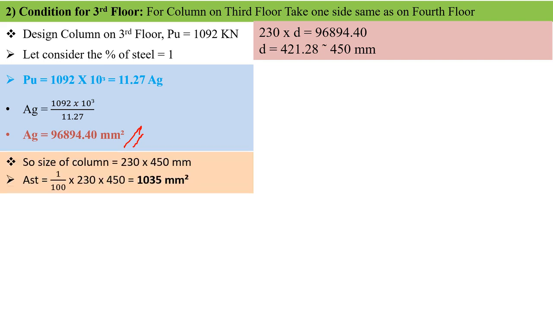Now let's calculate the area of steel required. Gross area is equal to 230 by 450. I have already taken that we are going to consider 1%. So 1% of the complete gross area equals 1035 mm square. That is the area of steel I need to provide for the design of this column.